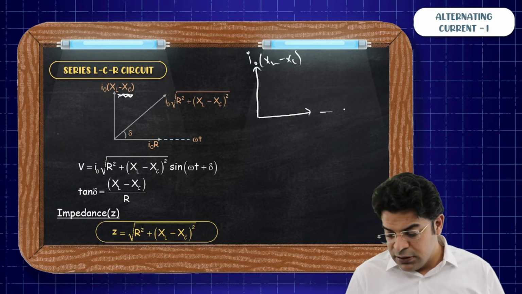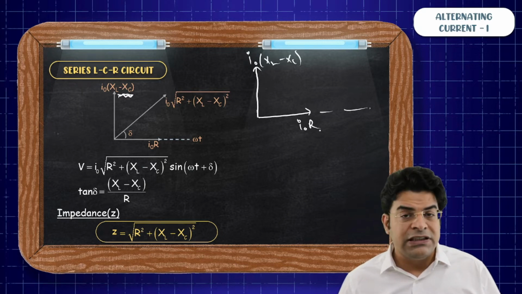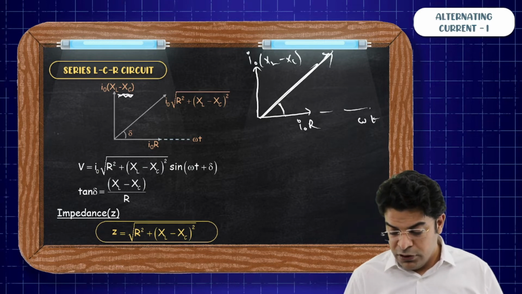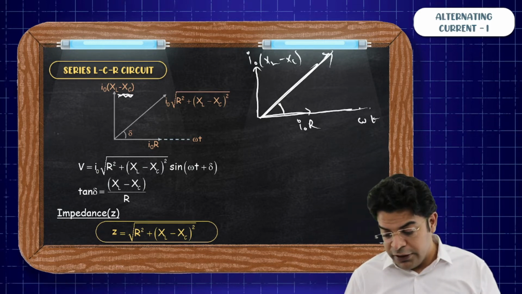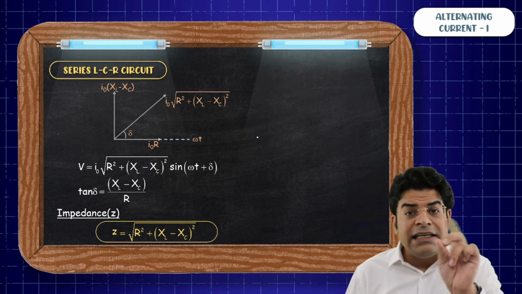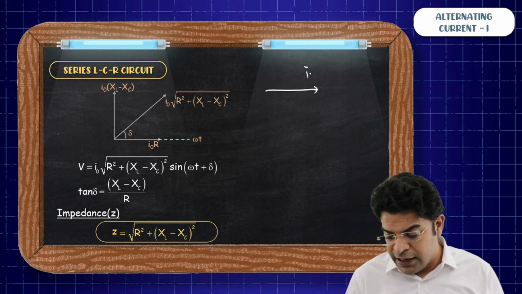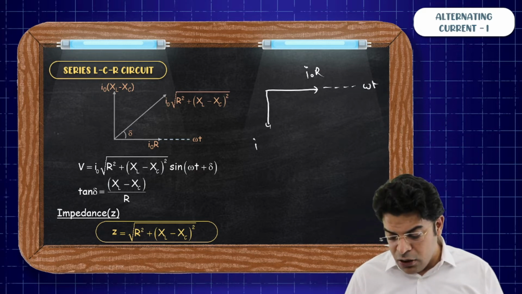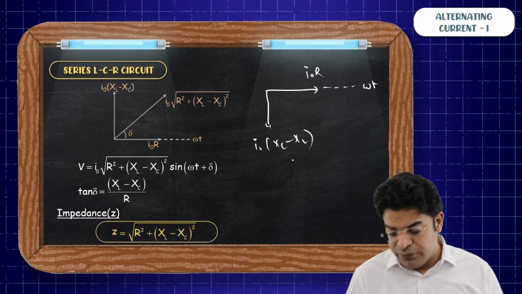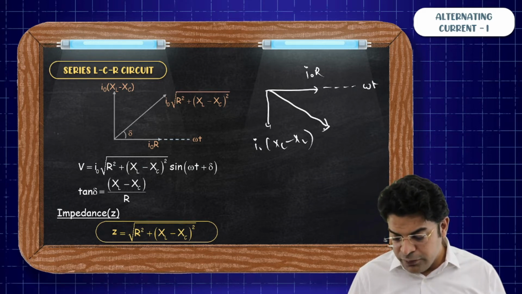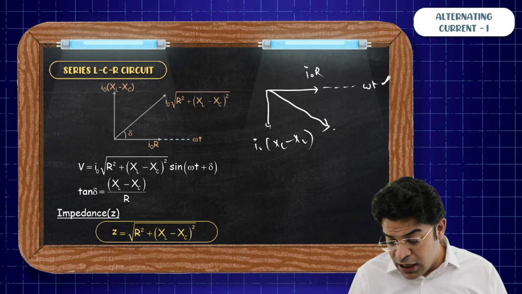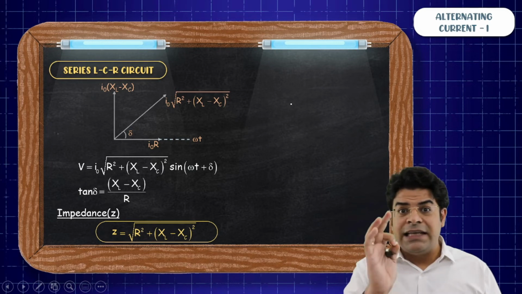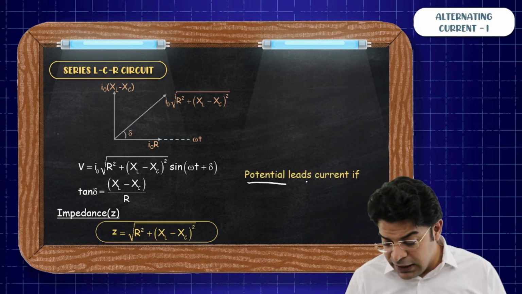and this is the phase of potential drop across the resistance. So the potential will lead the current. The phase of potential will lead the phase of current. If XC is more than XL, then the same diagram will have I naught R in the direction of phase of current, and you will get I naught times (XC minus XL) here. So the phase of potential will be somewhere here. In such a case, the current is ahead of the phase of potential by some angle. So do remember that for a series LCR circuit, potential leads the current.